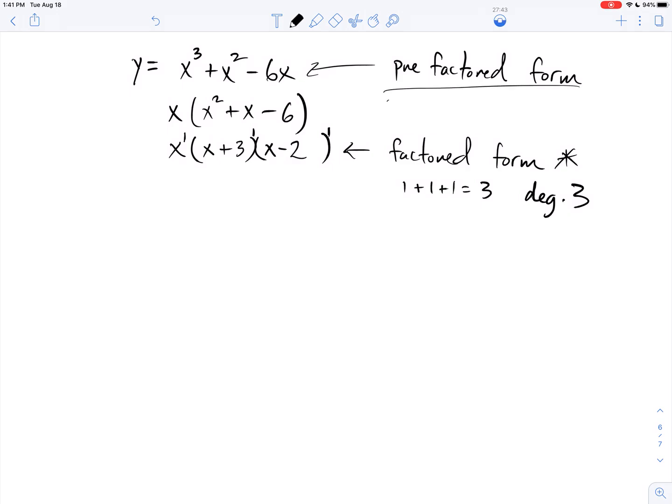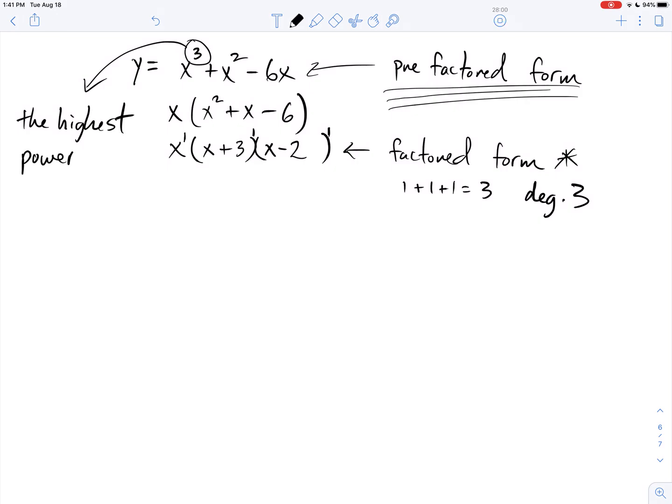But if it's in pre-factored form, please do not mess this up. That does not mean add up all the powers there. If something's in pre-factored form, the highest power is the degree of the polynomial. Let that sink in for a second.